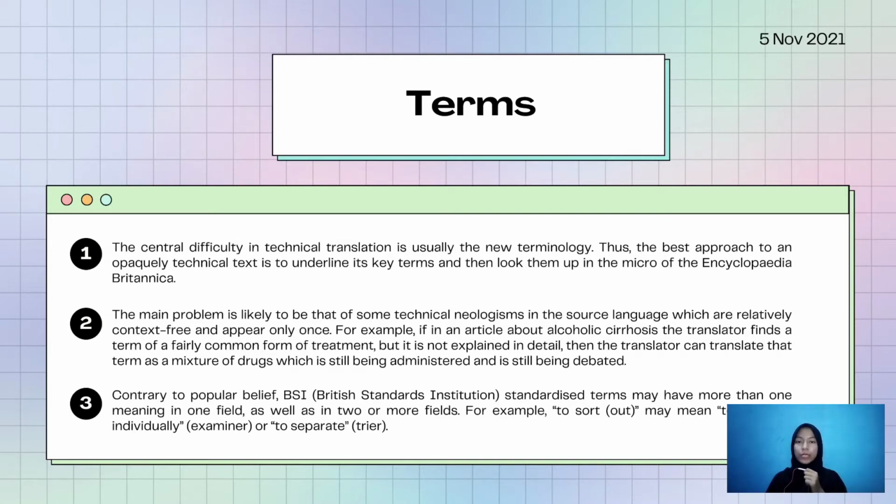Contrary to popular belief, a BSI or British Standards Institution standardized term may have more than one meaning in one field, as well as in two or more fields. For example, to sort out may mean to examine individually, examiner, or to separate, trier.